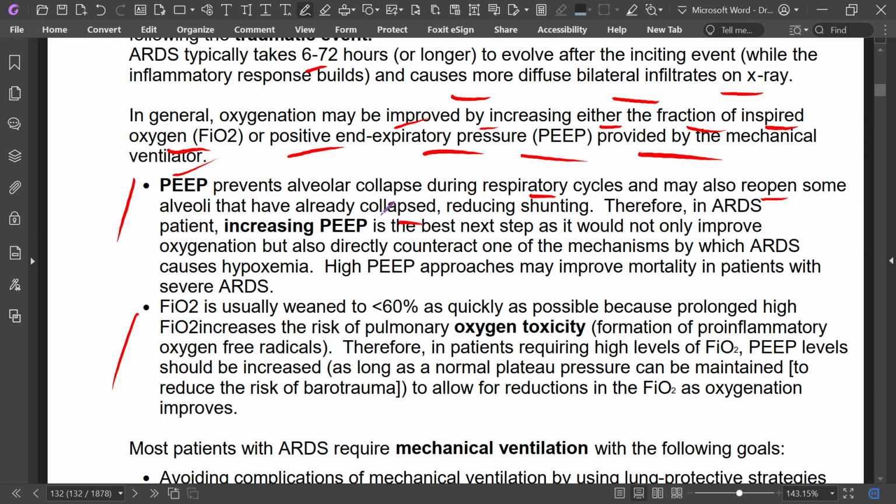So PEEP prevents collapse, and also reopens some alveoli that have already collapsed, reducing shunting. Therefore, in ARDS patients, increasing PEEP is the best next step, as it improves oxygenation by directly counteracting one of the mechanisms by which ARDS causes hypoxemia. High PEEP approaches may improve mortality in patients with severe ARDS.